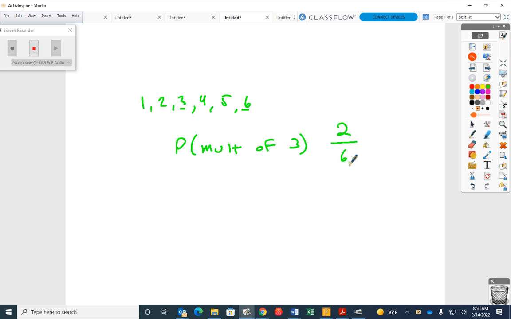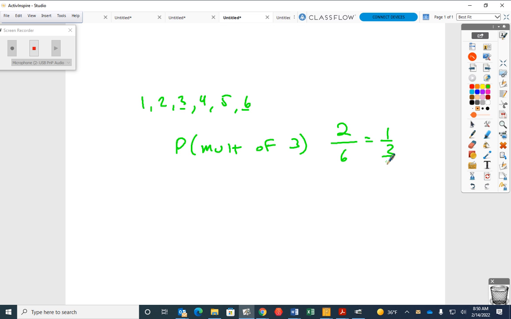Now, your worksheet is going to tell you that you are supposed to answer these as a ratio or a fraction in simplest form. Well, is that in simplest form? No. What can I simplify this to? 1/3. So the probability of rolling a multiple of 3 would be 1/3. Does that make sense?